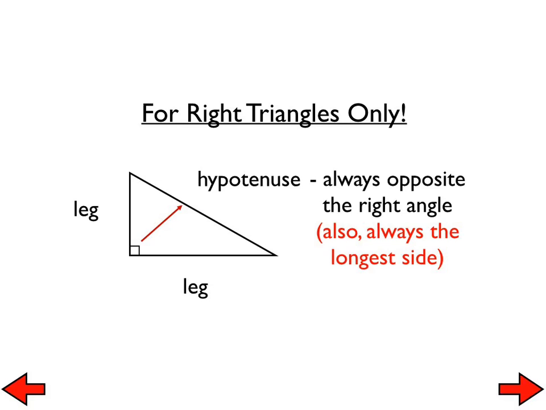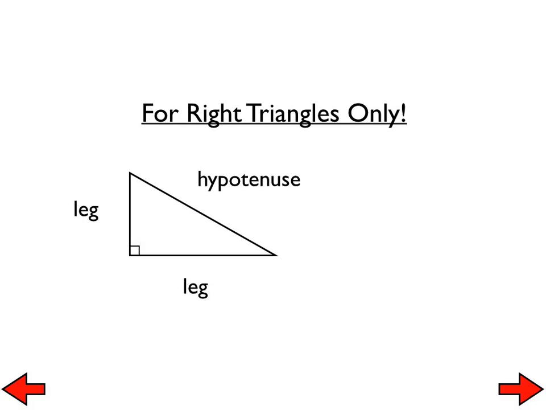One other quick note, and if that's not written down in your notes somewhere, you may want to write this down. I already mentioned that the hypotenuse is opposite the right angle, but the hypotenuse is always the longest side. And when we're checking things with the converse of the Pythagorean theorem, we need to keep that in mind. The hypotenuse is always the longest side.